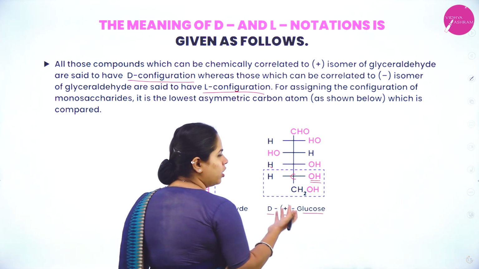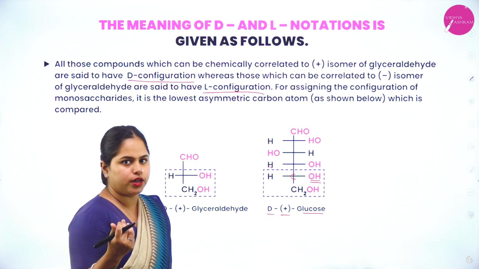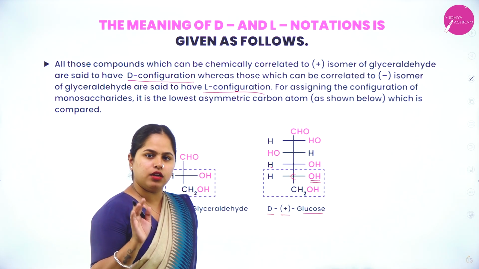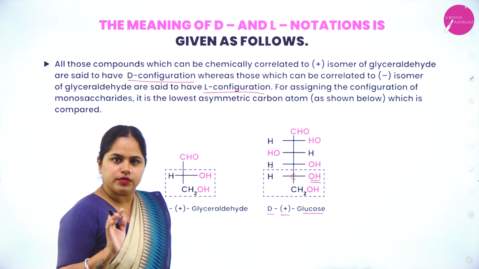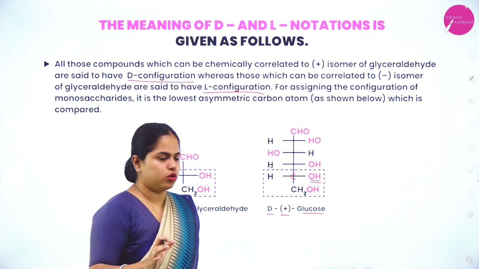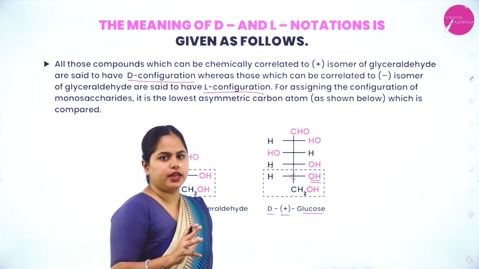Glucose will always be plus. It is going to be dextrorotatory, so there won't be a minus sign there. It will always be plus. So that is about the structure of glucose, and I hope you are clear with how to identify D.